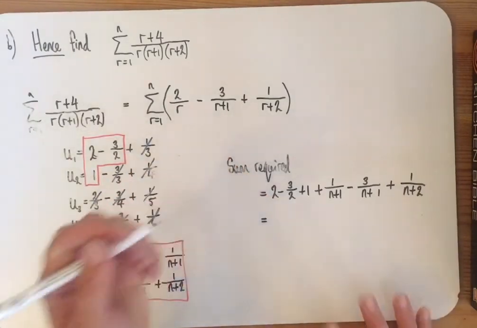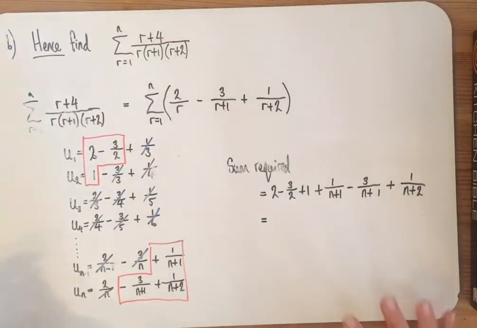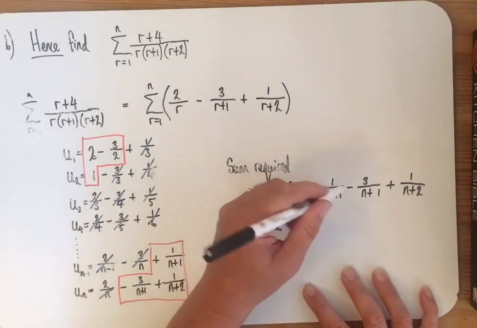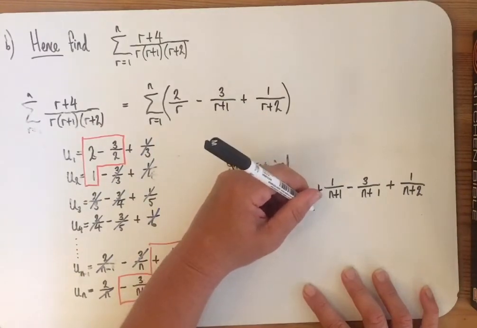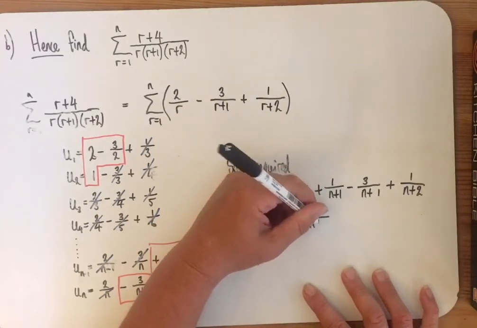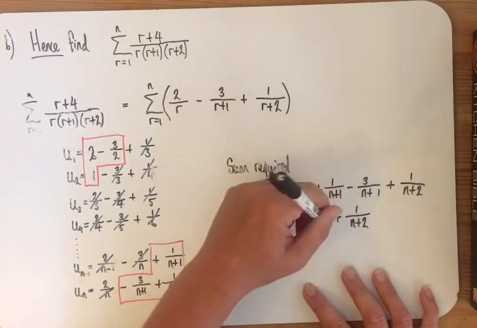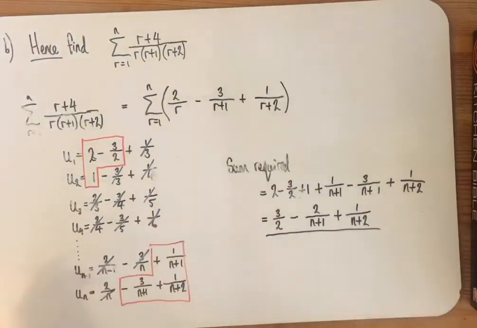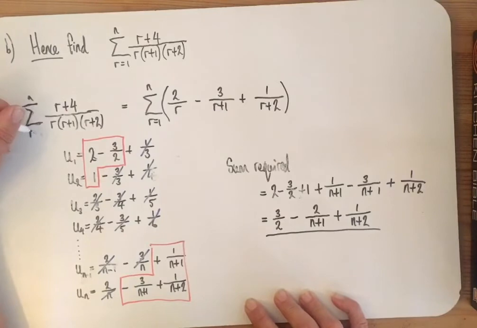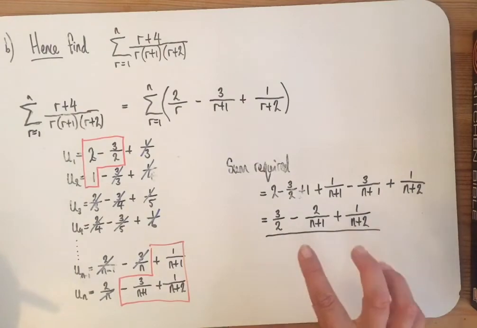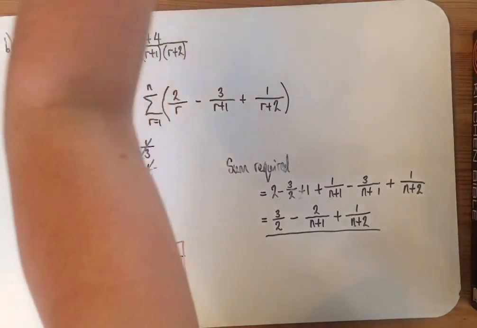So sorting the numbers out, we've got 2 plus 1 is 3, minus 3 over 2 is 3 over 2. I've got 1 over n plus 1 minus 3 over n plus 1, so it gives me minus 2 over n plus 1 plus 1 over n plus 2. You don't need to combine them together into one fraction unless the question asks you to. So that's the sum from r equals 1 to n of this. And then you can obviously use this to find specific values of that sum.